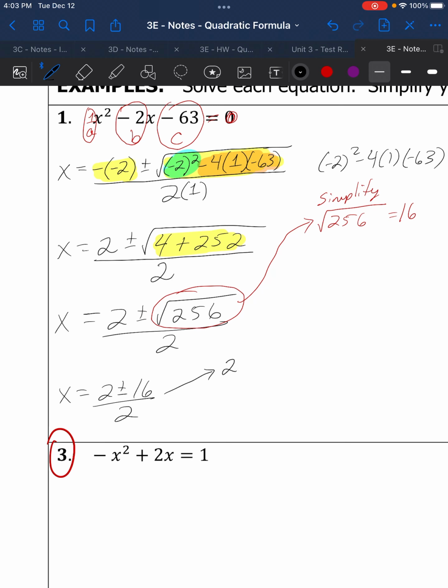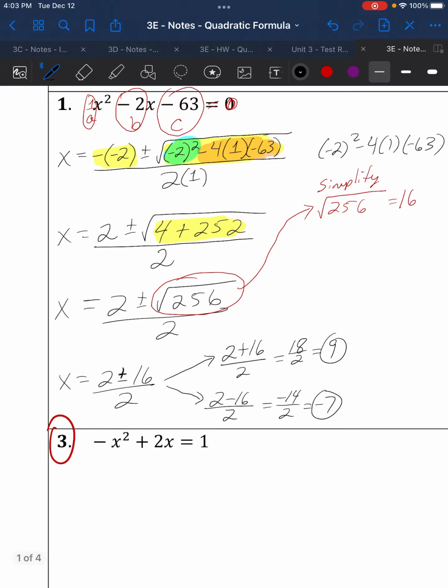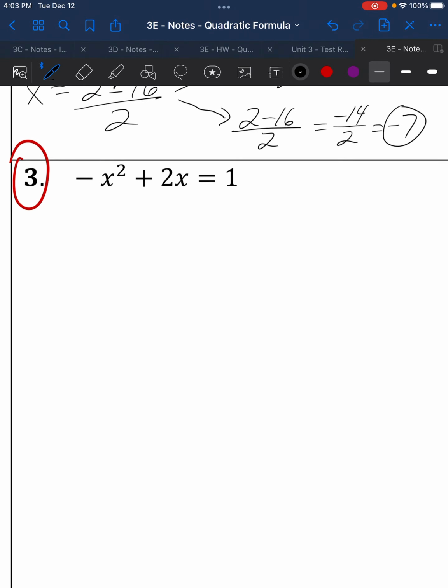And because the square root is now eliminated, we can actually go further because we do know what 2 plus 16, divided by 2 is. And we also know what 2 subtract 16 is. Those are real numbers, divided by 2. 2 plus 16 is 18, divided by 2, which is 9. 2 minus 16 is -14, divided by 2, which is -7. So my two solutions are real. They're 9 and -7.